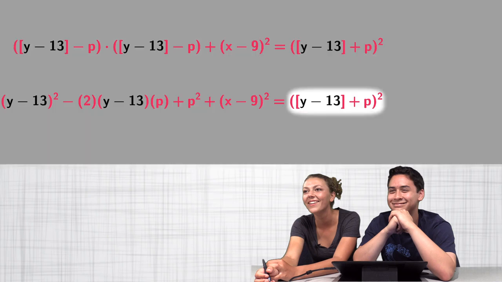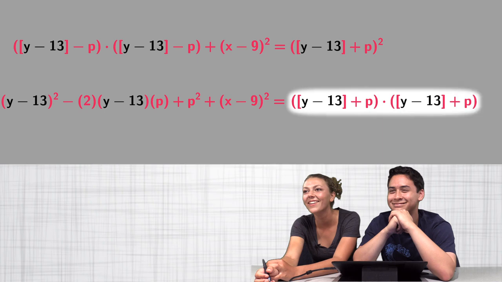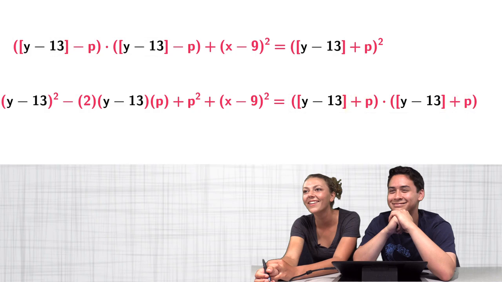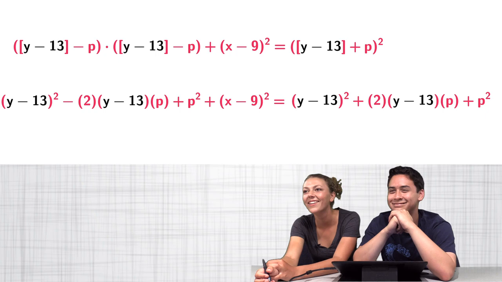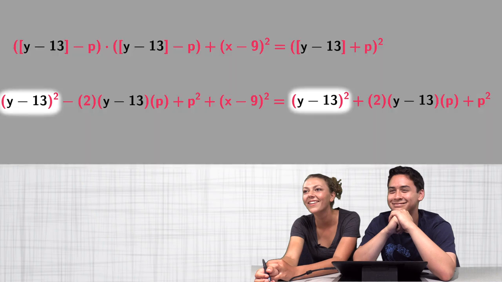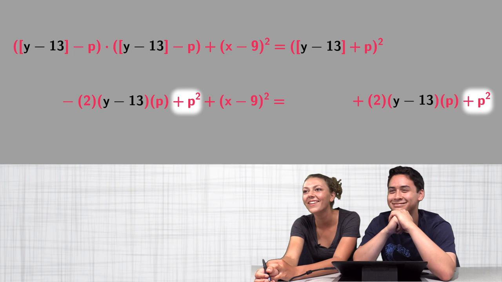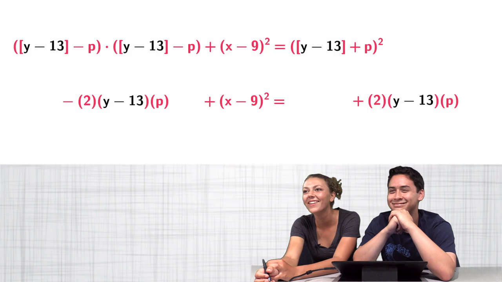To multiply the terms on the right side of the equation, Sasha and Keoni noticed a pattern. The only difference between these terms and the terms they already multiplied is a sign. They used this pattern to reason that the quantity y minus 13 plus p multiplied by itself would be the same as the product of the quantity y minus 13 minus p multiplied by itself, except for the sign of the middle term. Then Sasha and Keoni subtracted identical terms from each side of the equation, which had the effect of canceling or removing those terms.